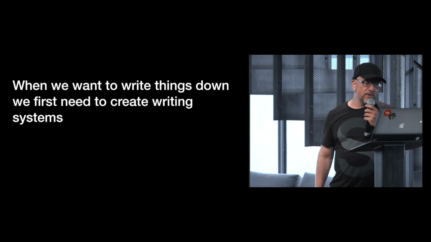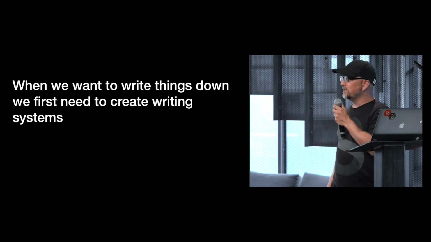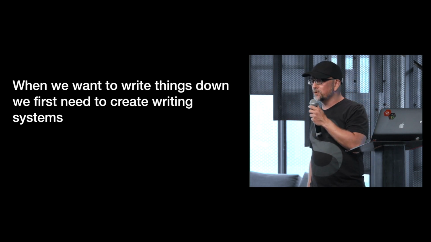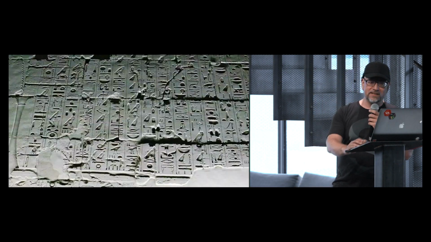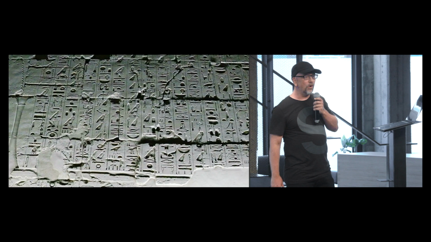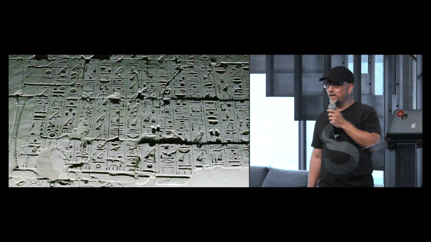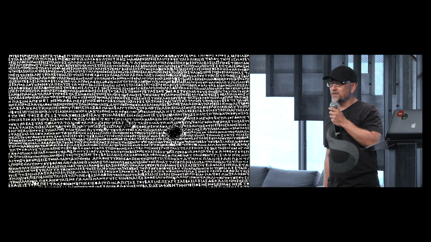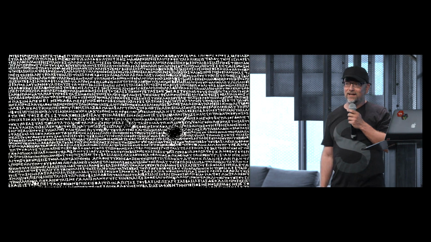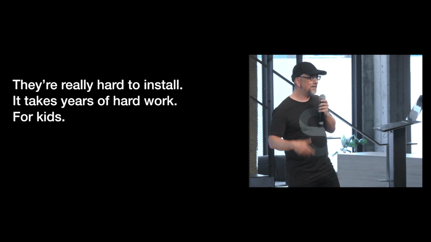So if we start with a really big view, whenever we want to write things down, we first need to create writing systems in order to do so, to have any hope of transferring meaning to anyone. These systems are almost arbitrary as long as we manage to agree upon how they work. They can be pictures of the ideas that we have inside our minds, or they can be little symbols that represent how our mouths move, and it's really arbitrary. And then we spend a lot of time installing these things inside the heads of our kids, and that's how these things work.